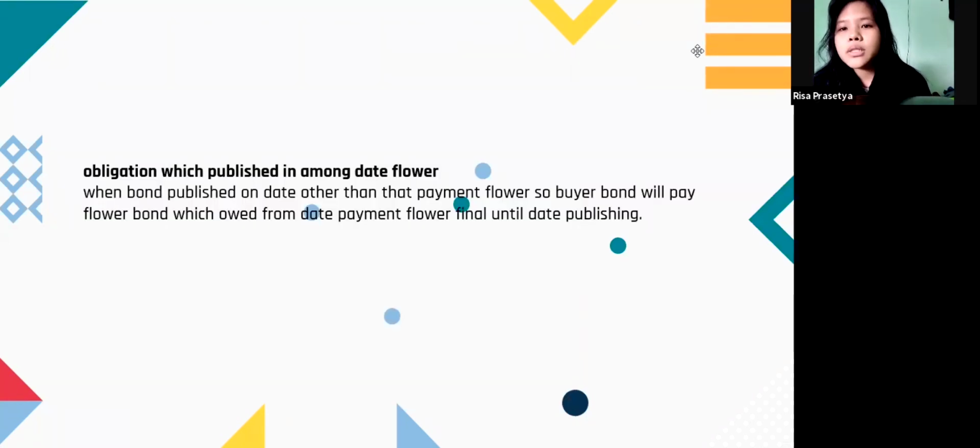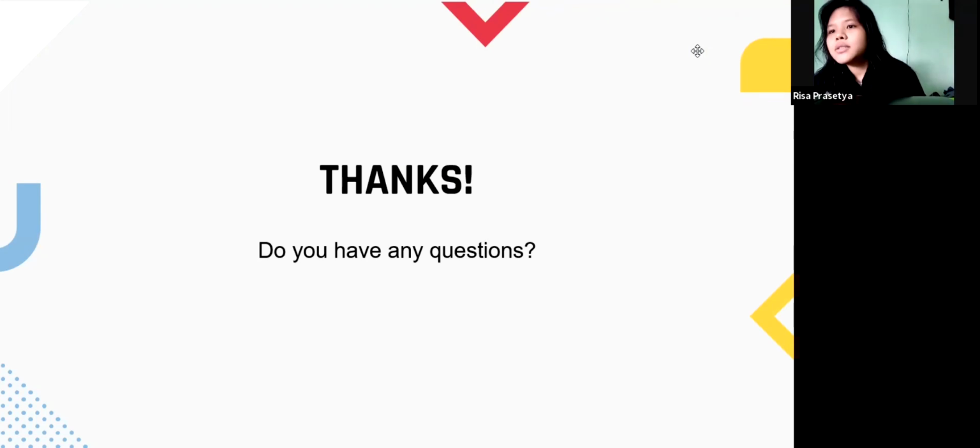For bonds issued between interest payment dates, the bond buyer will pay the bond interest accrued from the last interest payment date until the issue date. That is the last part of our presentation.